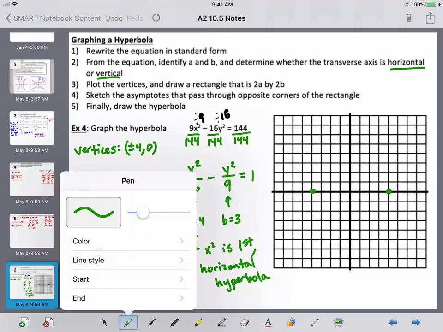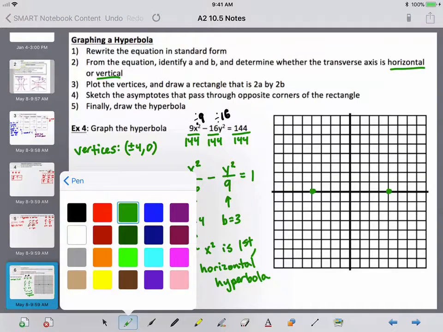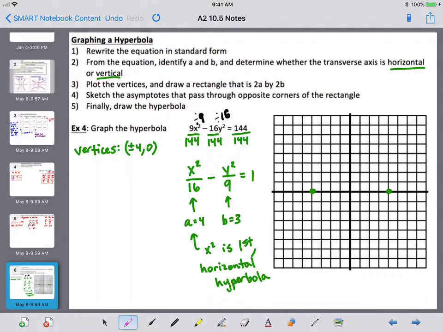Okay, now is kind of the interesting part here. What you need to do is draw a rectangle that's 2a by 2b. So we go left 4, right 4, we already did that. But then we're also going to use this b value to go up 3 and down 3. We're going to draw in this rectangle here. Oh, I should have gone down 1 more. We have to go down 3.